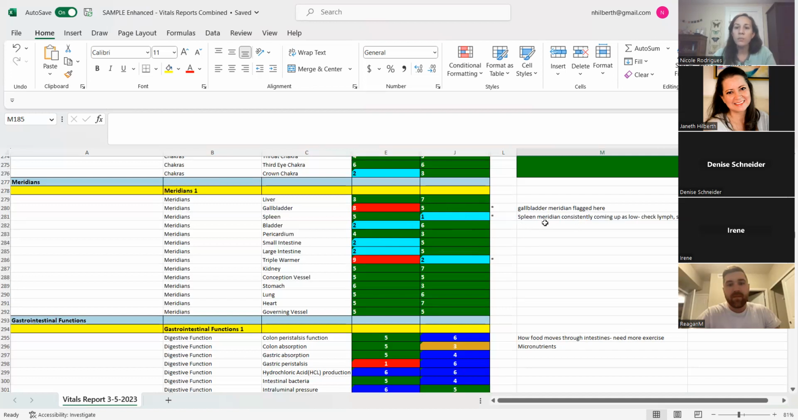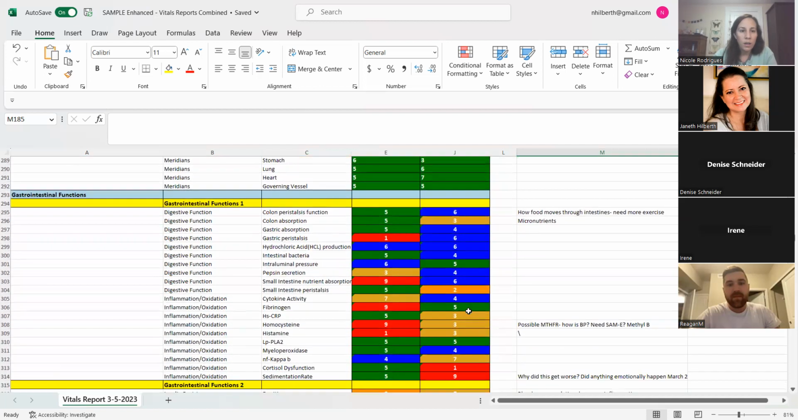Then the spleen meridian came up low multiple times. And if you read about the spleen meridian, you might want to check the lymphatic system. Maybe there's something sluggish in there. Okay, so I'm going to keep going.